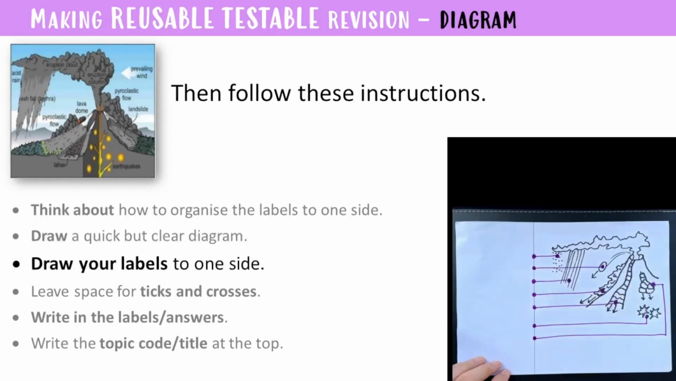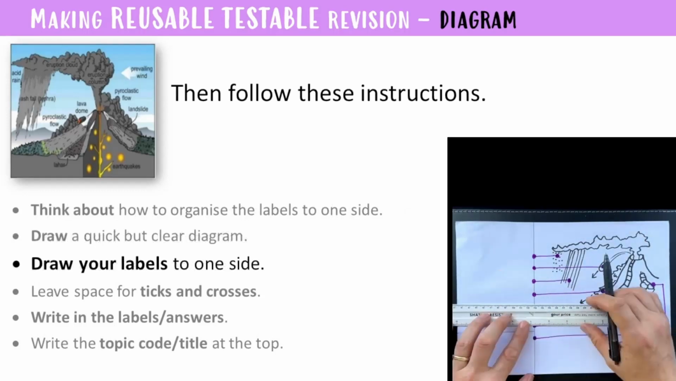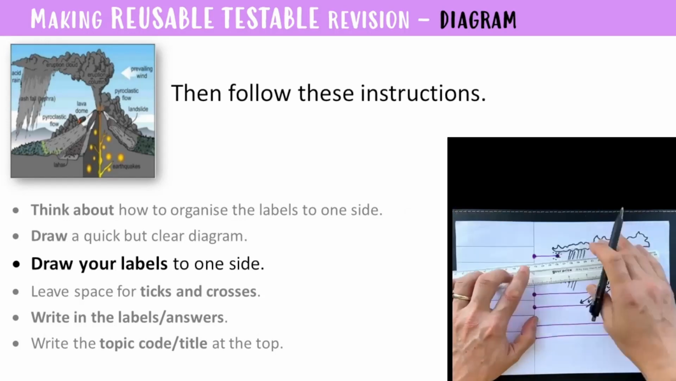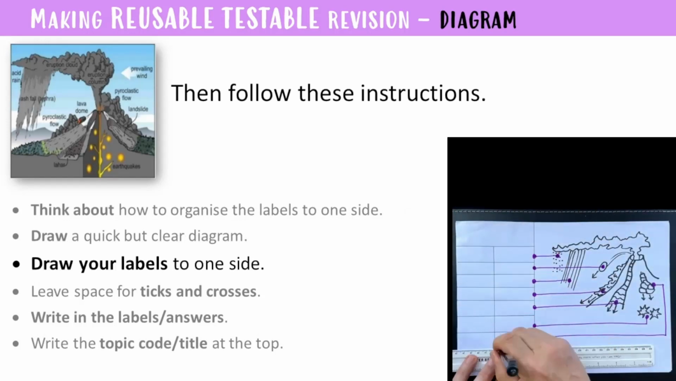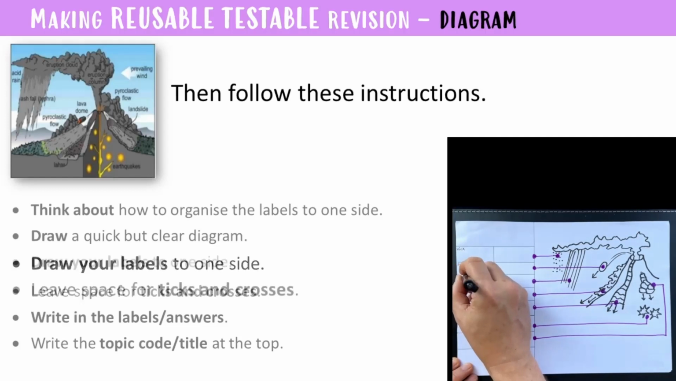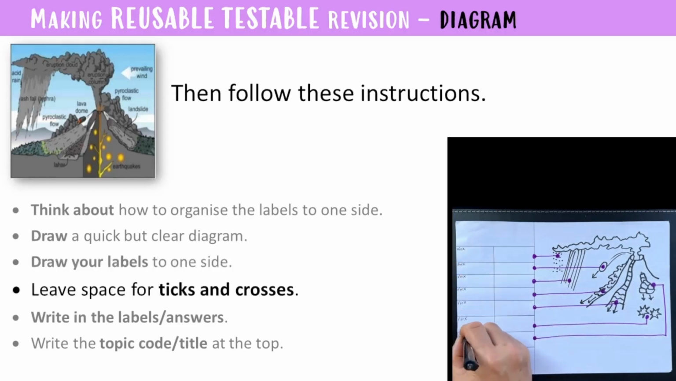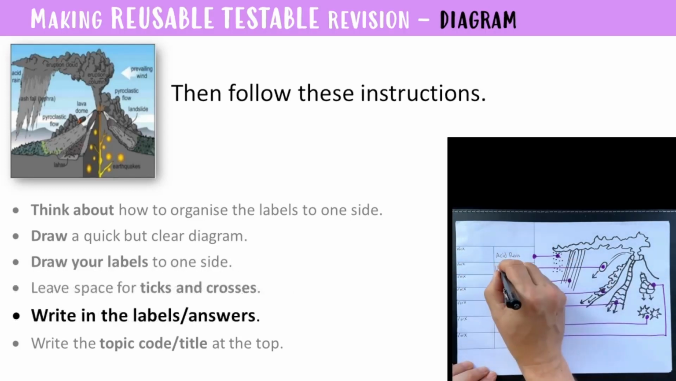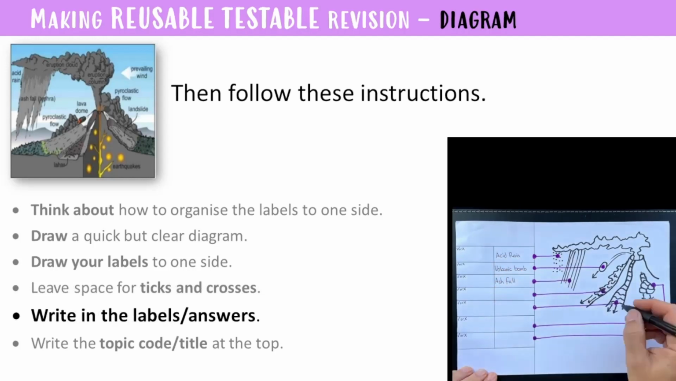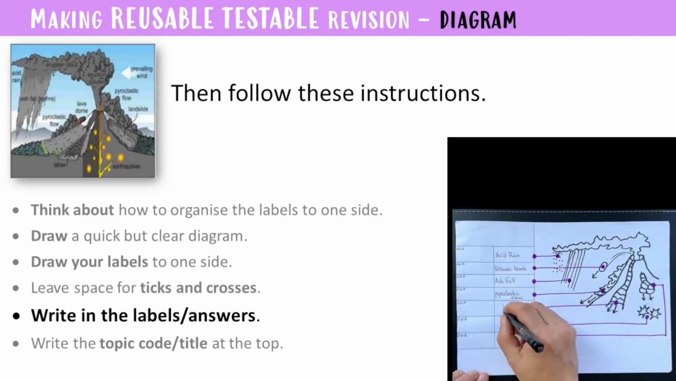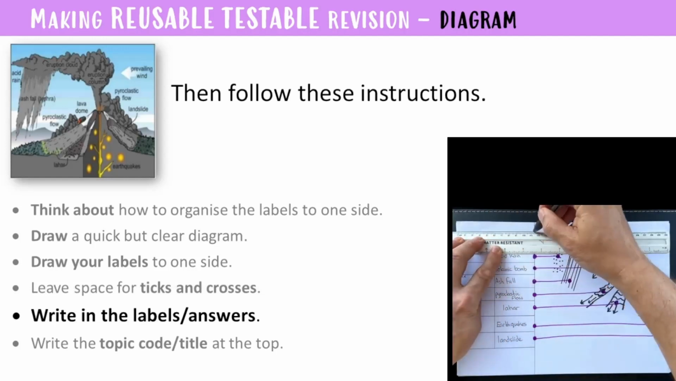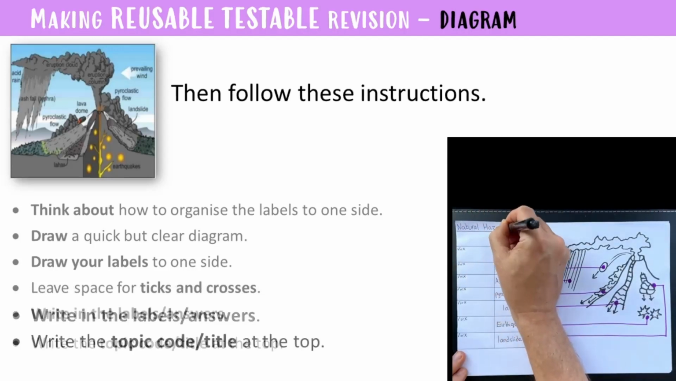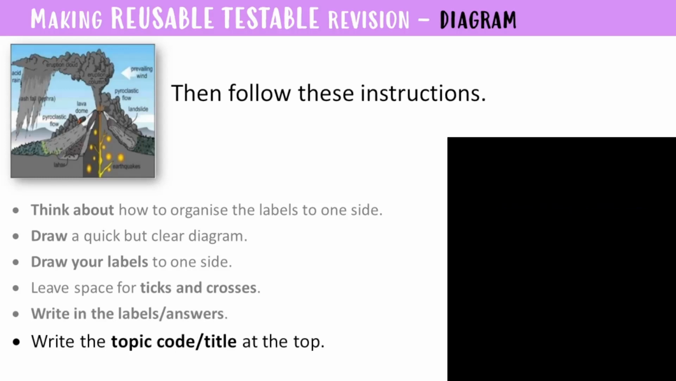So I've got all of my labels to one side, knowing that I can later on cover up all the labels to test myself. I've got my boxes and the left-hand boxes are all spaces for ticks and crosses. And you then write in your answers, your labels. Once you've finished getting that all organized, you should be able to see it's nicely designed. I'll be able to test myself. I just need space at the top to write my topic code so then I can store it again for later.